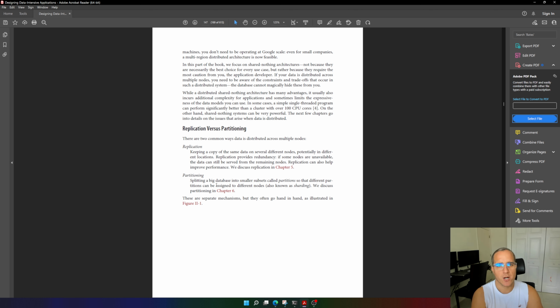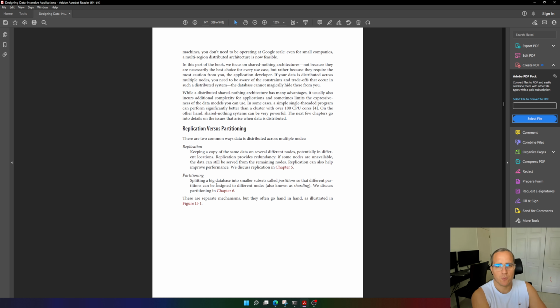While a distributed shared-nothing architecture has many advantages, it usually also incurs additional complexity for applications and sometimes limits the expressiveness of the data models you can use. In some cases, a simple single-threaded program can perform significantly better than a cluster with over 100 CPU cores. On the other hand, shared-nothing systems can be very powerful. The next few chapters go into details on the issues that arise when data is distributed.